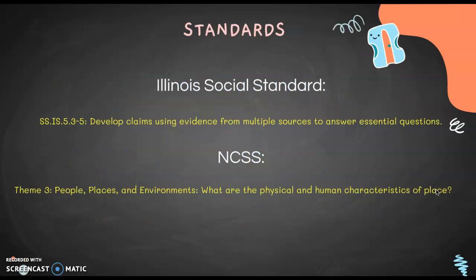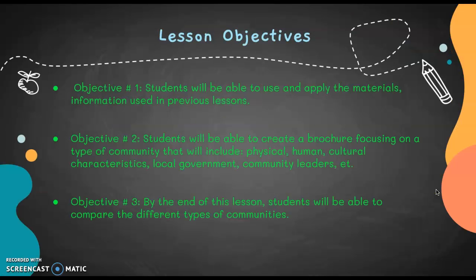These are the standards that I chose and that I think aligned with my lesson. So they'll be using multiple sources from previous lessons. And then for theme 3 for the NCSS, they will be including all of these people, places, and environments within their brochures. My lesson objectives, like I said, they're going to use material and content from the previous lessons.